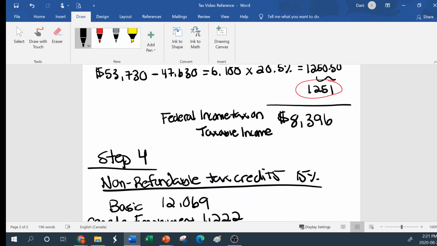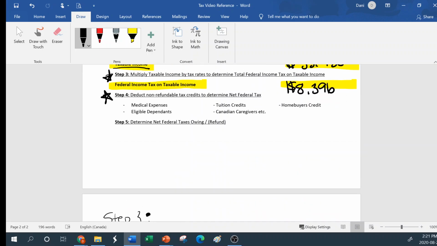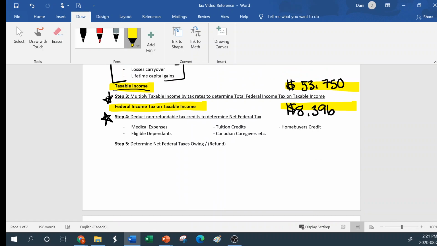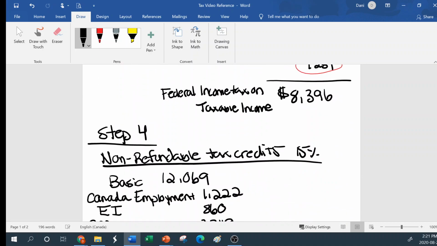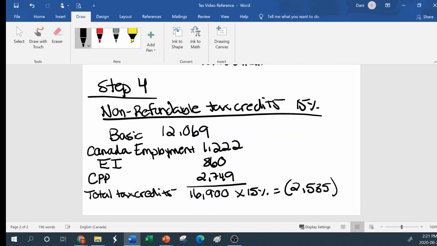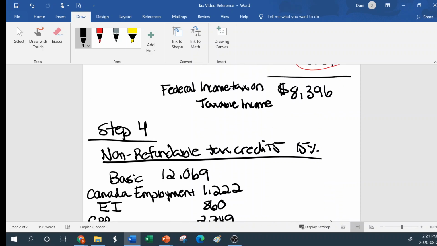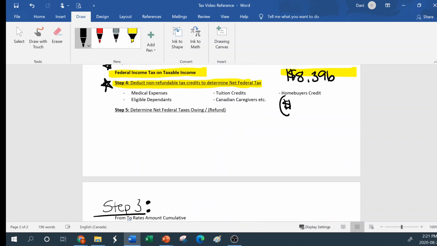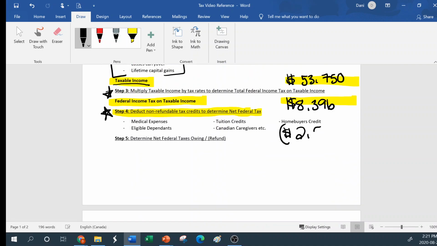So if we scroll up, it says, Step 4, deduct non-refundable tax credits to determine net federal tax. So we have figured out that with all the tax credits that we qualify for as an individual, we get to deduct $2,535 from our federal taxes owing, from our $8,000. So $2,535. So this is step 4.